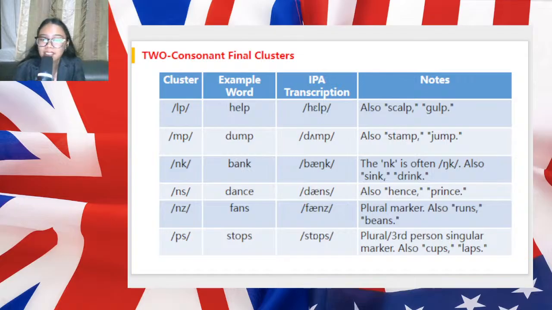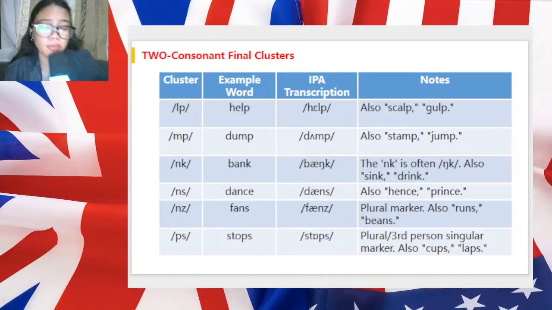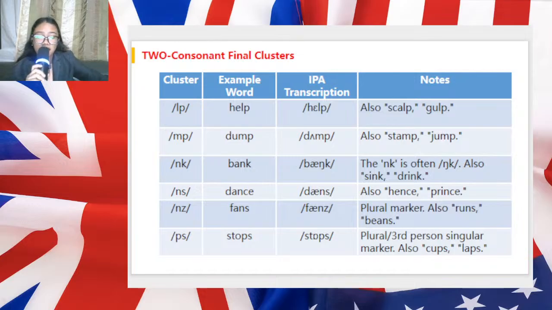Okay, all right. We move on to the next. Now, the MP cluster, as in dump. This is very similar to the M sounds we discussed. The M sound is made through the nose with closed lips, and it flows directly into the P sound: dump. So it's basically tied with that. Okay, all right.